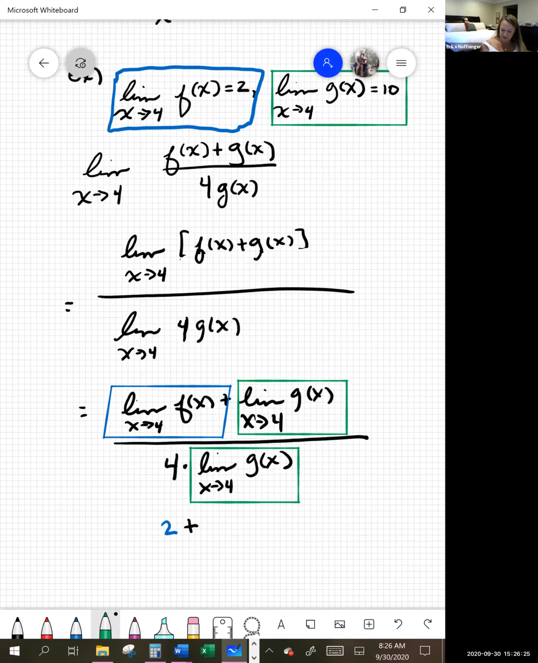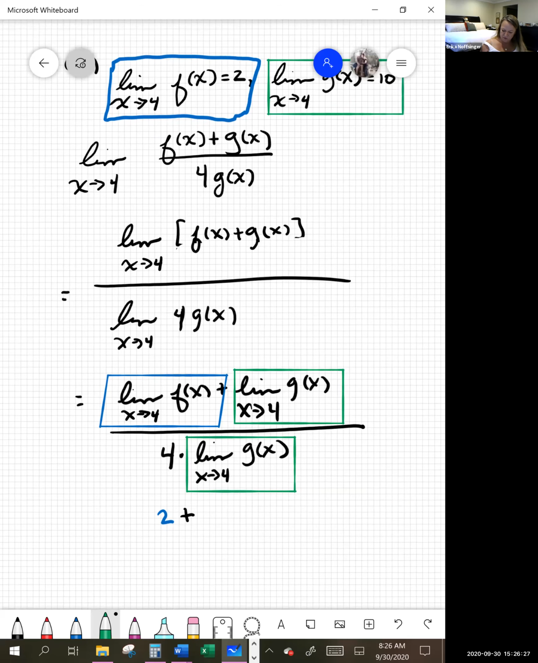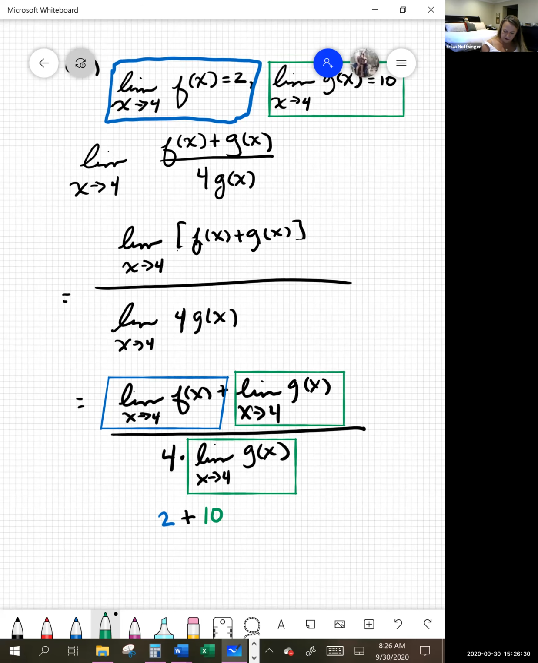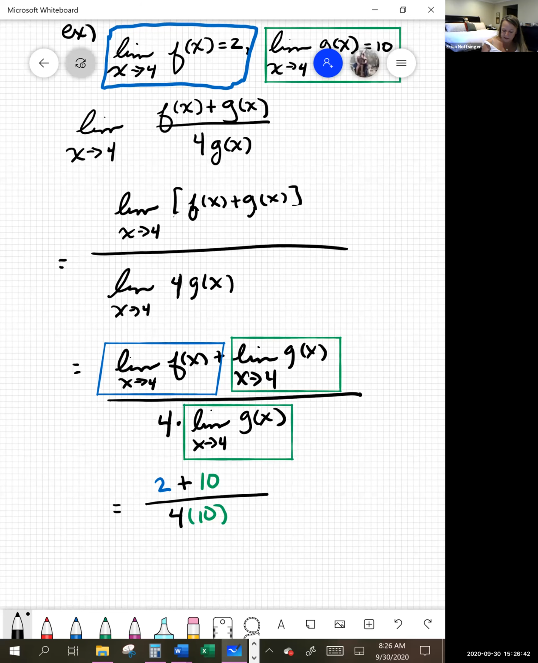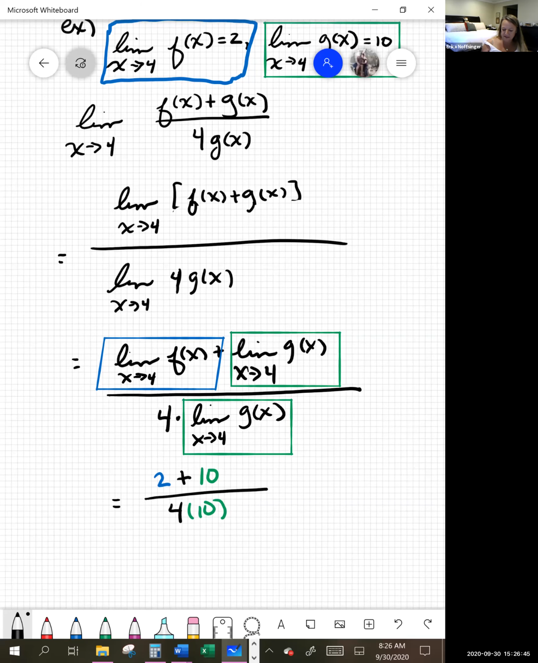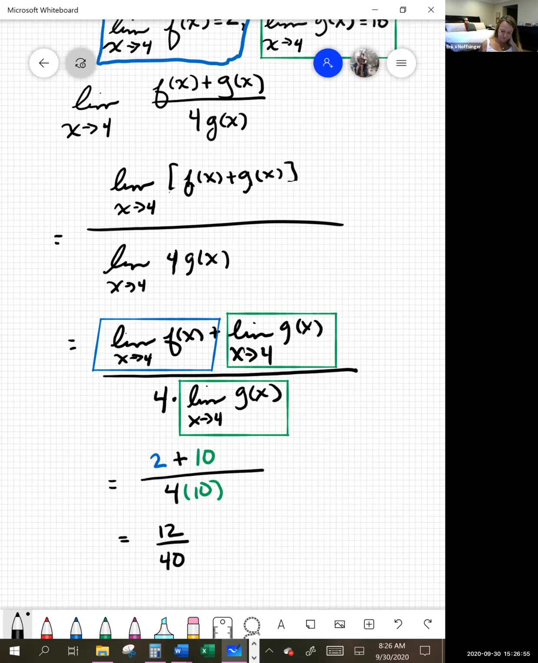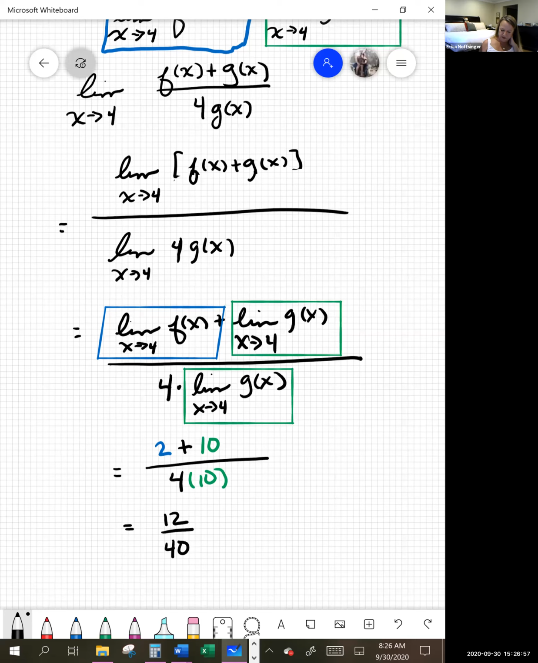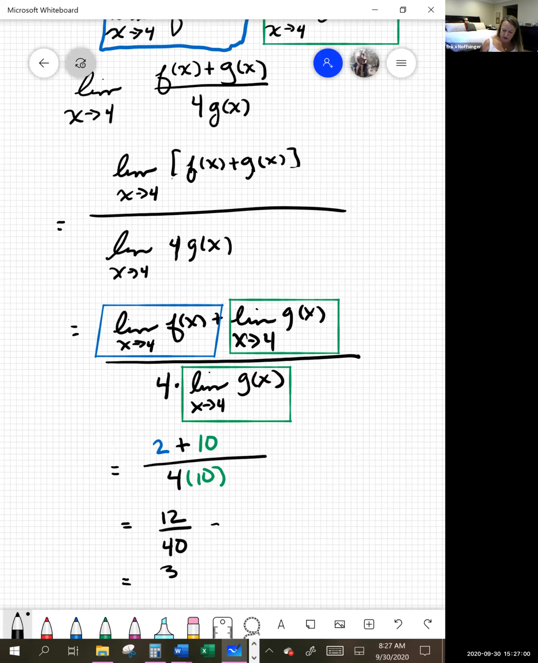So let's just go back in there and plug it in. So we have 2 plus 10 all over 4 times 10. We want to simplify. So 2 plus 10 is 12, all over 4 times 10, which is 40. What do they both have in common? They both have a 4 in common. And so this is equal to 3 all over 10.